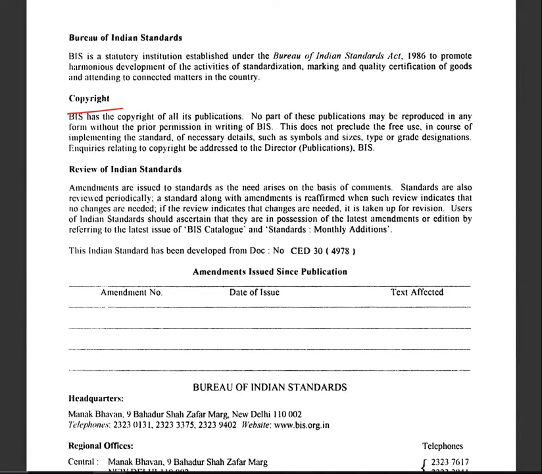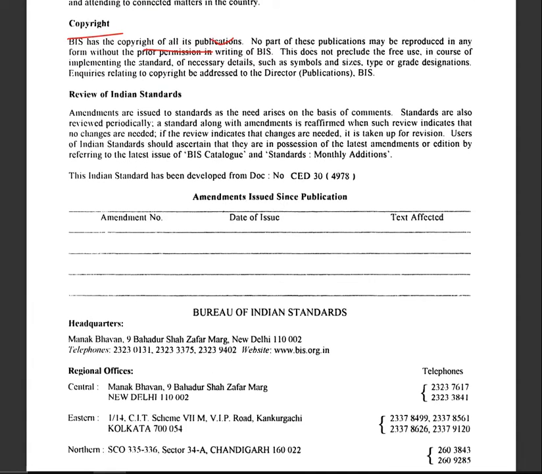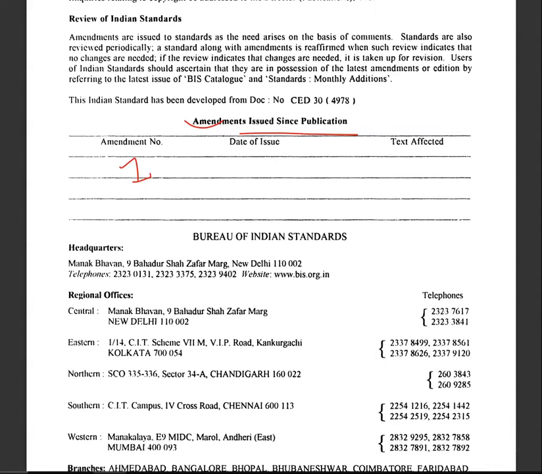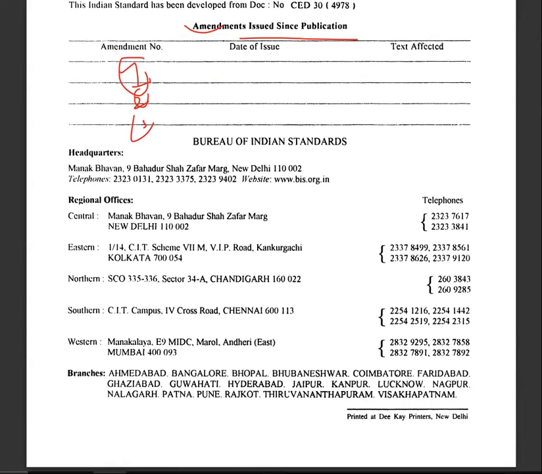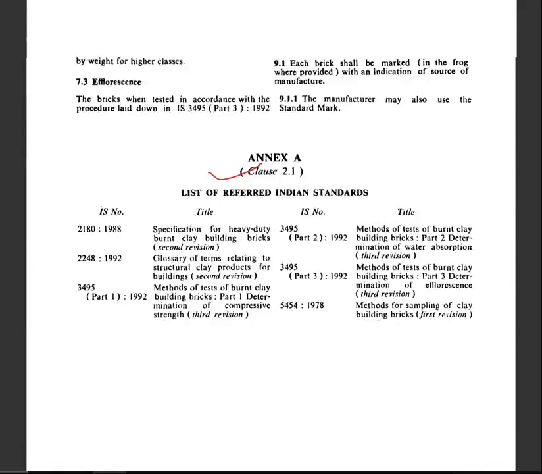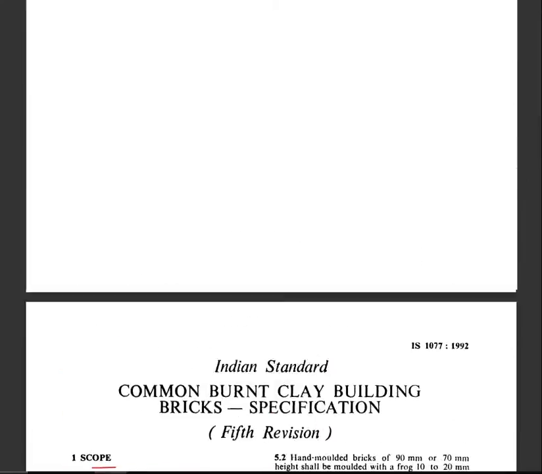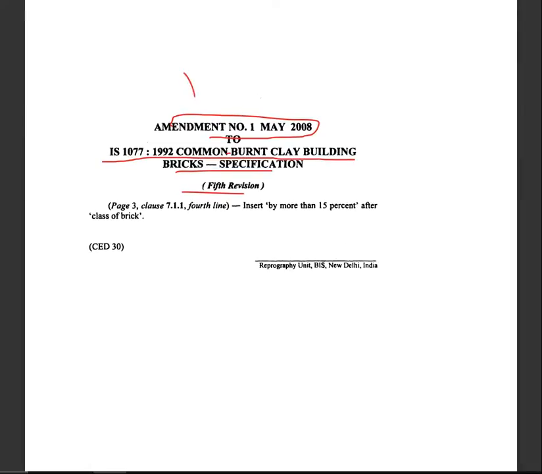This is the copyright of all publications under the Bureau of Indian Standards, and this is the amendment issued since publication. If there is any amendment or legal correction, these are the records. So this is totally one of the bills, one of the IS codes, as you can say.